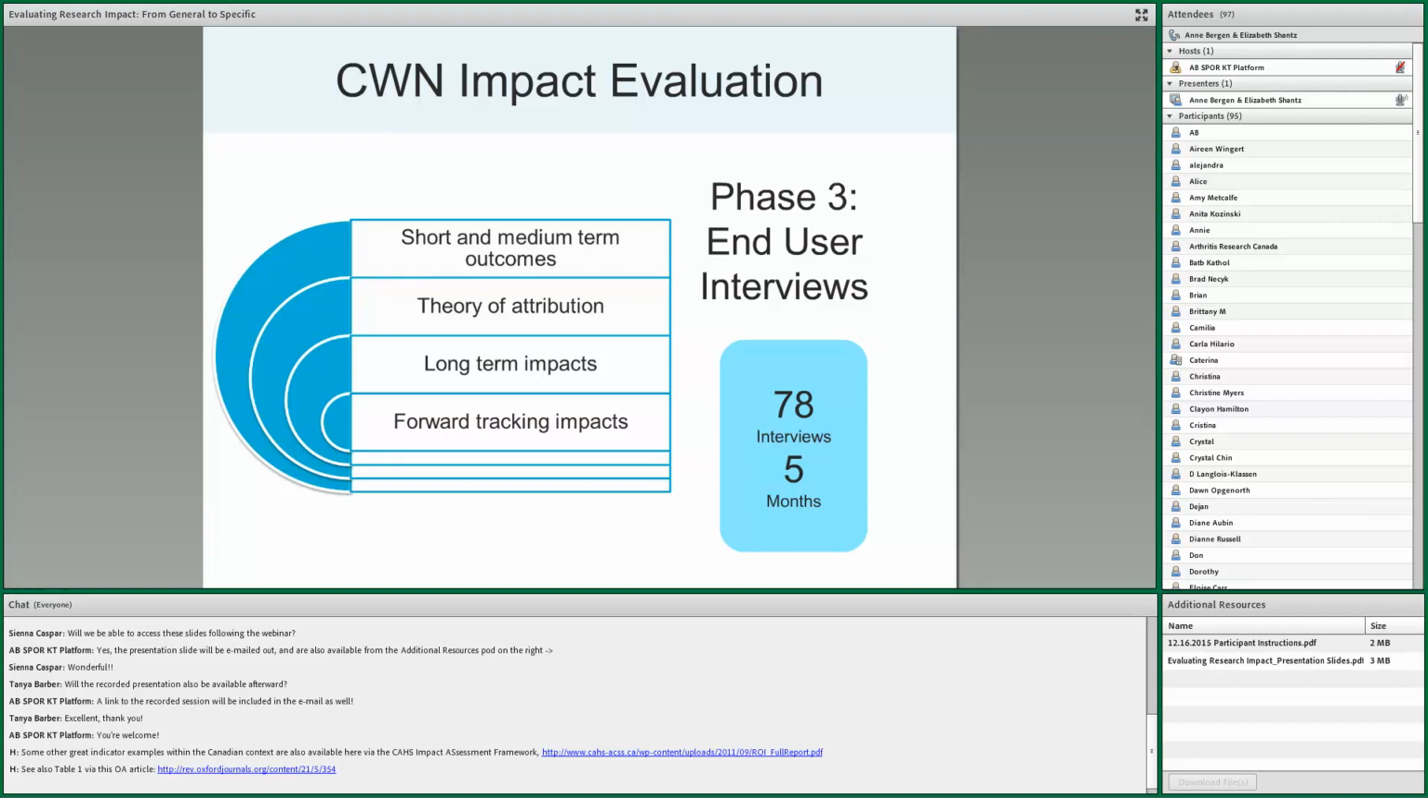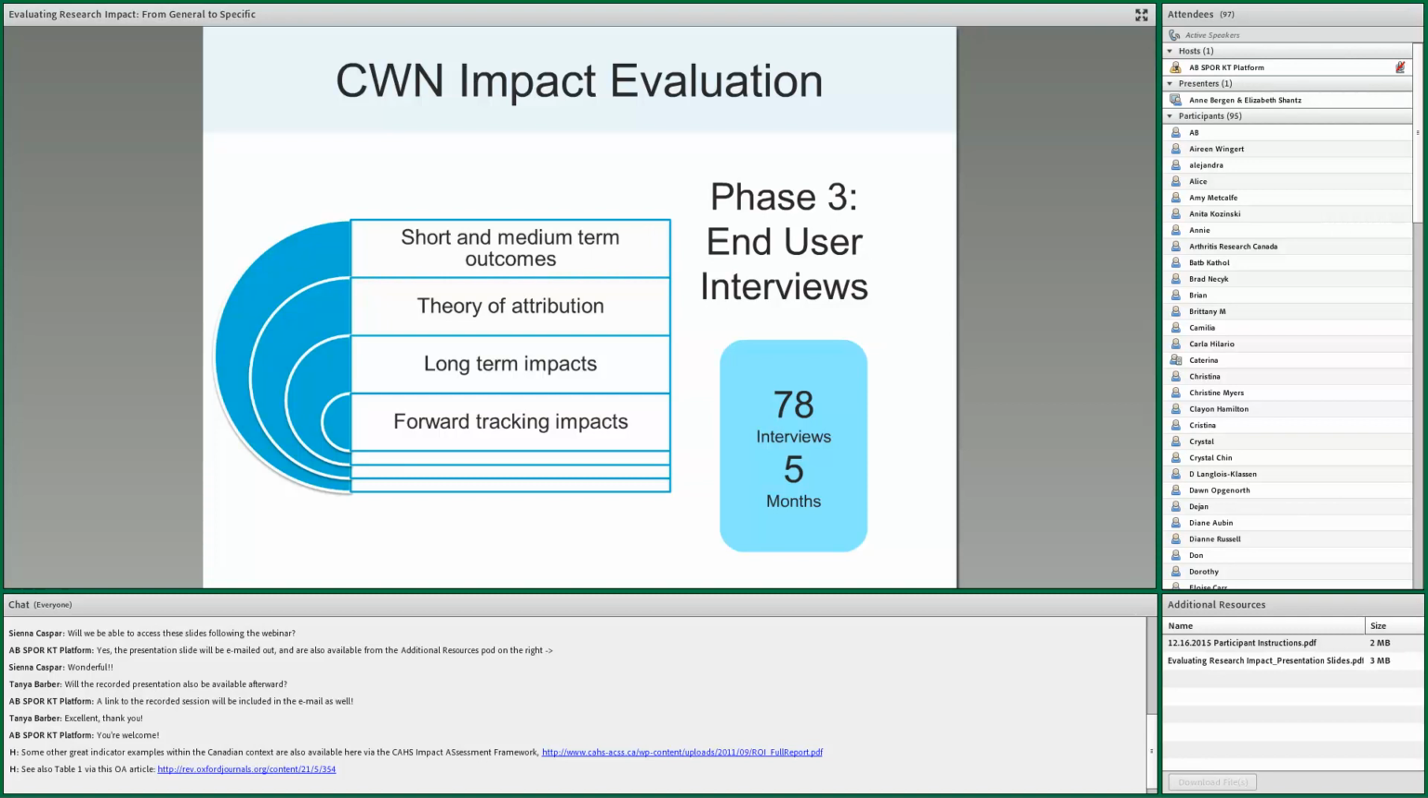So we found that recording the anticipated impacts as well as the actual impacts, the quantified impacts, was important because these changes do take a very long time to occur. They're not always quantifiable, and they give us areas that we can continue to track into the future. So in this phase, Knowledge to Action spoke with 78 end users, and this took about 5 months.